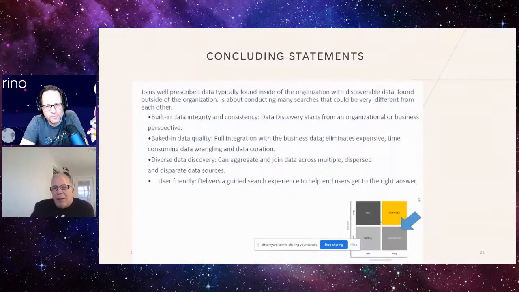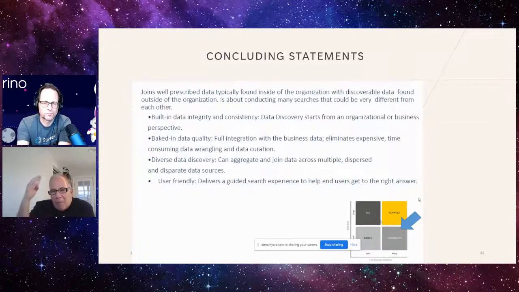So with that, just a couple of concluding statements, and these statements are somewhat consistent with the data trellis. The idea is we want to join that well-prescribed data inside of an organization with discoverable data found outside of the organization. It's about conducting many searches that could be very different from one another. So what does it all give us? It gives us that built-in data integrity and consistency. We saw how to build that in at each level of the trellis.